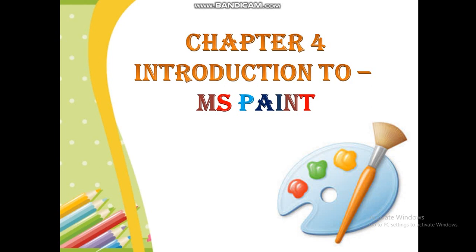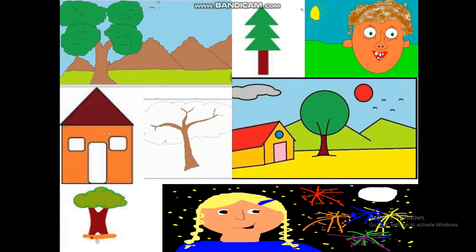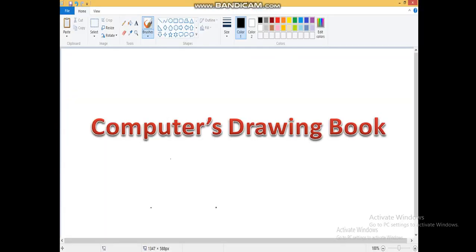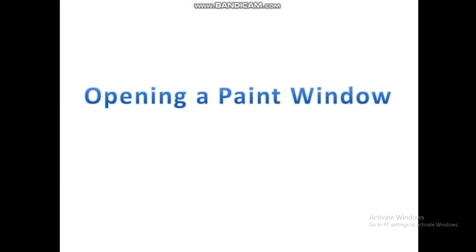Hello children, let's continue with our chapter 4, Introduction to MS Paint. Students, in our last class we discussed that in MS Paint we can draw different pictures. And to draw the pictures we need a drawing book. So in the computer, MS Paint is a drawing book to draw the pictures.